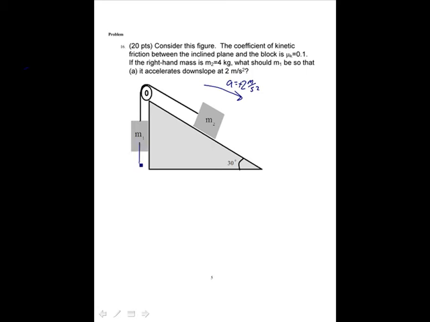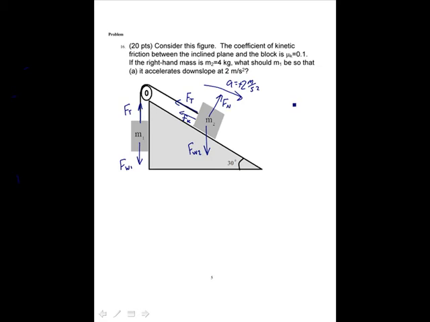First draw our vectors. This is going to be Fw1, and then the tension in the rope, which I'll call Ft, and those are the only forces acting on that one. And here I have Ft again, which is going to be the same tension that's acting on m1. I also have Fk. It opposes the direction of motion, so it's upslope, and force weight 2, Fw2. Oh, and then the normal force as well, Fn.